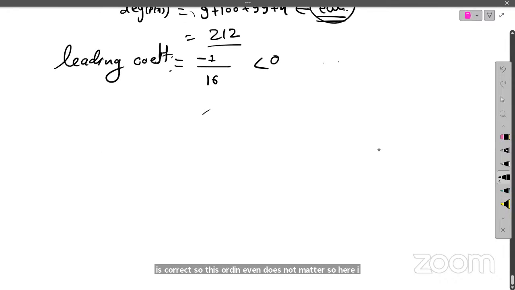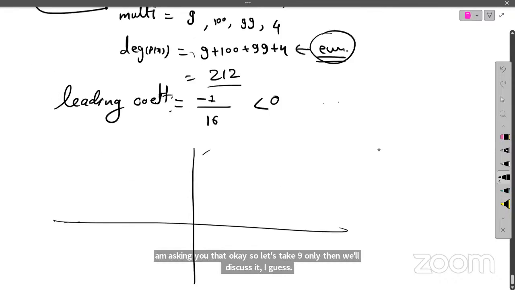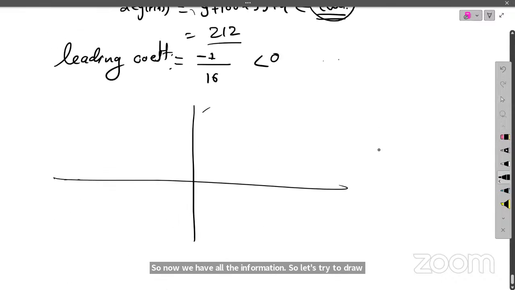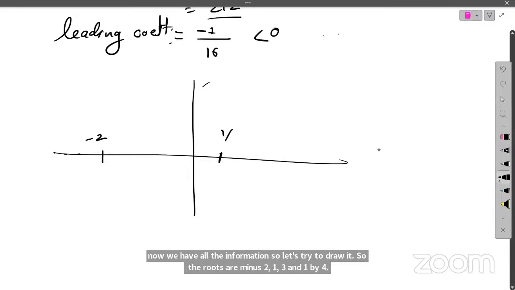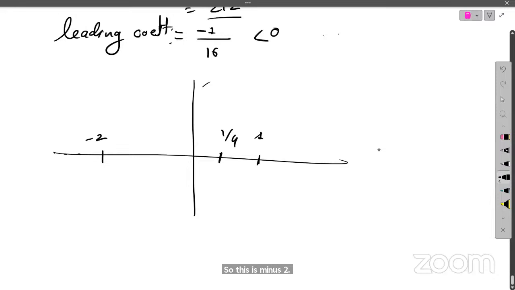So now we have all the information. So let's try to draw it. The roots are -2, 1, 3 and 1/4. So this is -2, this is 1/4, this is 1 and this is 3.